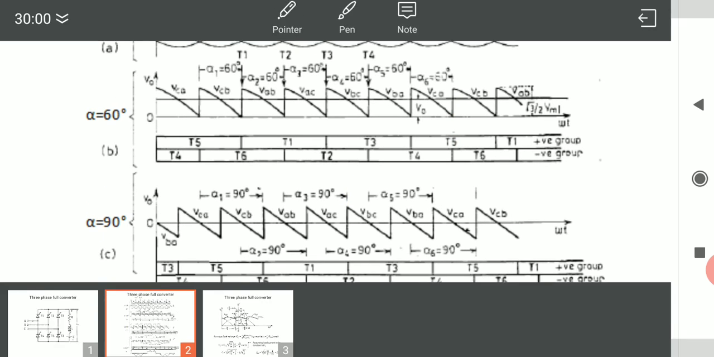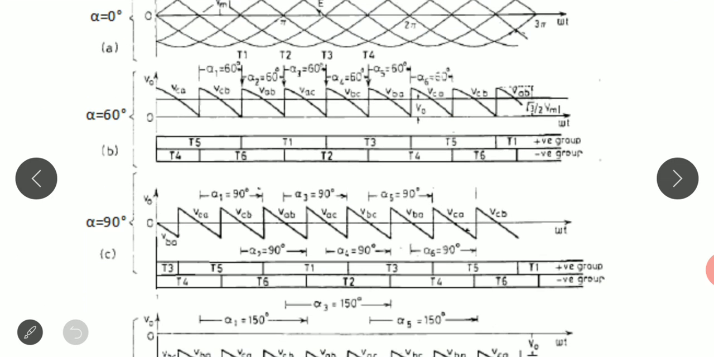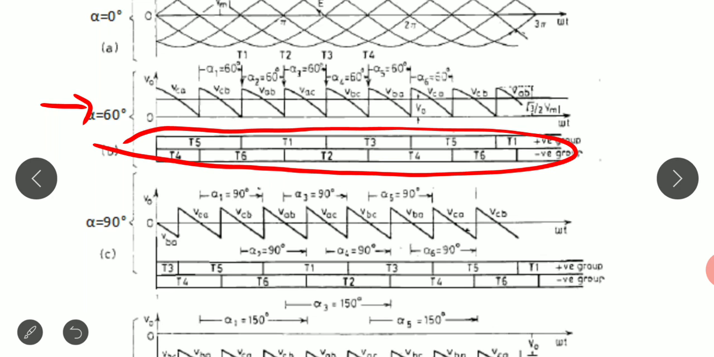That means with respect to this sequence, the next sequence will be 30 degree delayed. This is 60 degree and this is 90 degree. That means with respect to 60 degree, 90 degree will be 30 degree delayed.